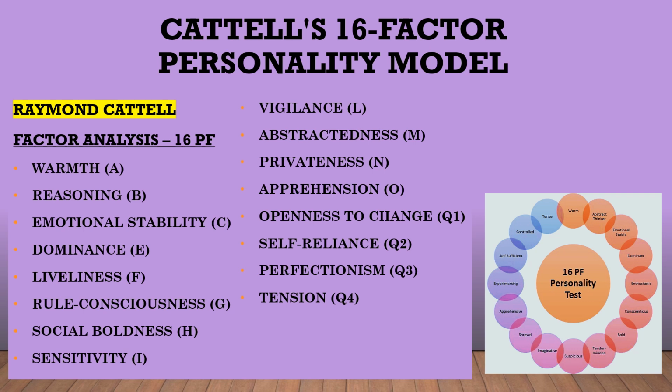For example, the first one, warmth, refers to a person's friendliness and openness to others, while emotional stability reflects their level of emotional resilience and stability. Then dominance relates to assertiveness and the desire for control. Then sensitivity indicates the degree of emotional sensitivity and empathy.